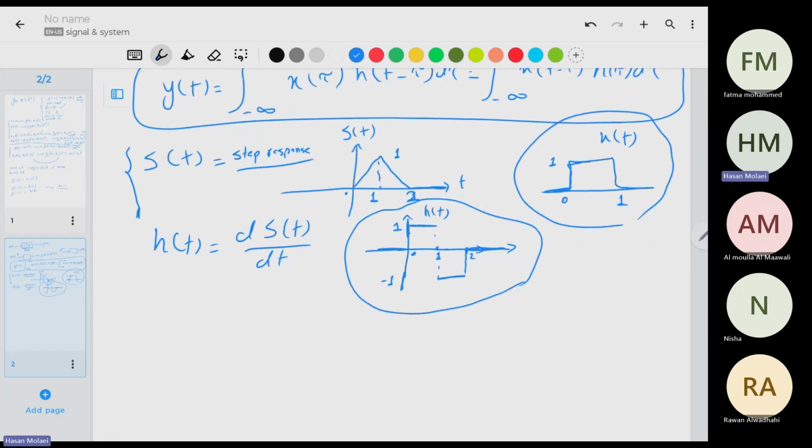Okay, the ones who are online, please try to find the convolution of these two signals, x(t) and h(t). And I think you can share your paper. We will check together.